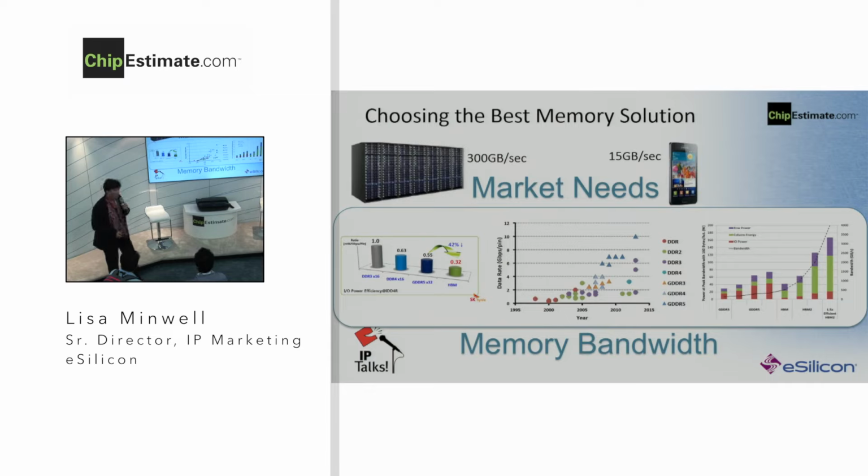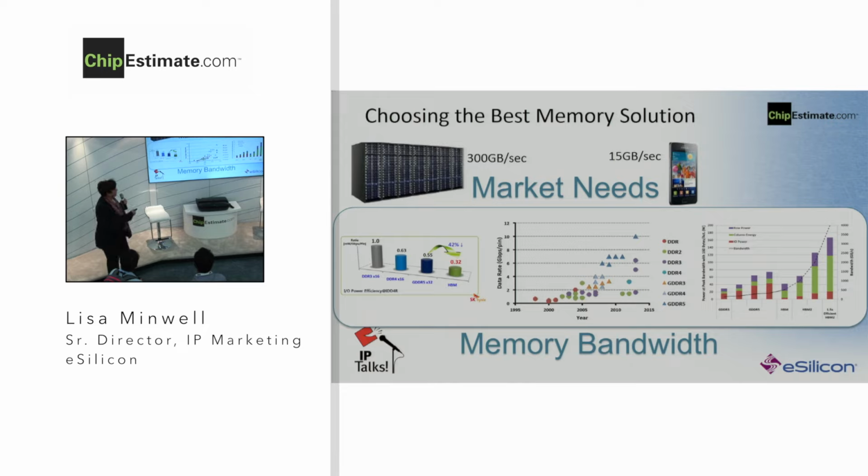So if you look at it from a market perspective, here we see that if you're looking at an enterprise networking solution, for example, you're at 300 gigabits per second bandwidth that you need, and these systems are ever increasing. There's just a tremendous amount of data that needs to be analyzed today. We're building chips that are greater than 3 terabits per second in data transfer rate right now. And if you look at a mobile phone, for instance, it's at 15 gigabits per second.